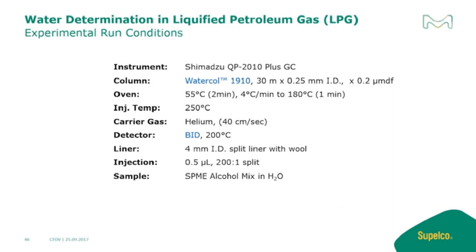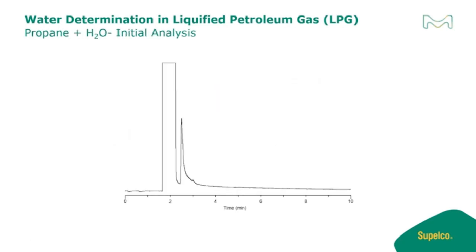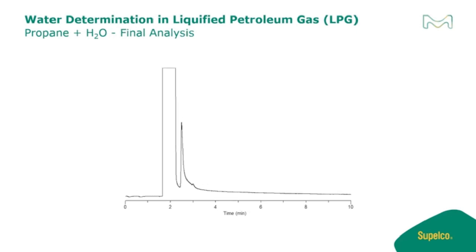Again, these were the conditions, just using the water column with the Shimadzu QP2010 GC-plus, 30 meter, 0.25 mm ID, 0.2 micron water column, 55 degrees up to 180 temperature programmed analysis. Here's just an example of looking at reproducibility of the water in liquid propane. This was done on a 30 meter column. Again, this is our initial analysis. Here's our final analysis over 25 analyses.